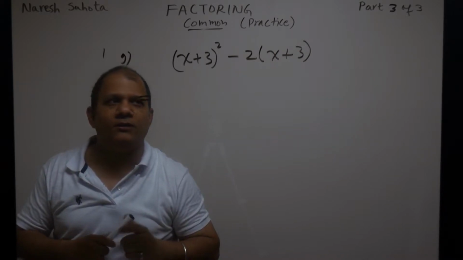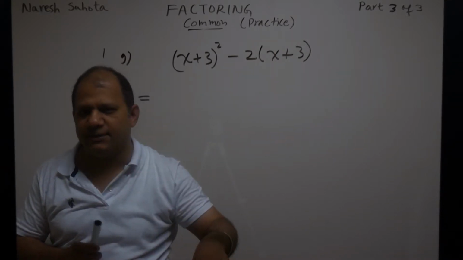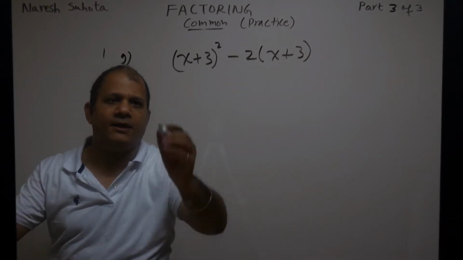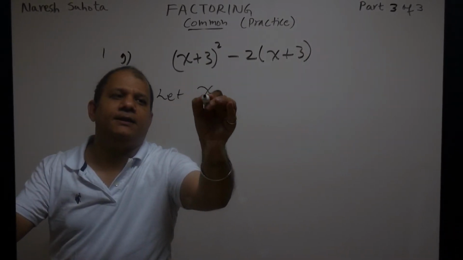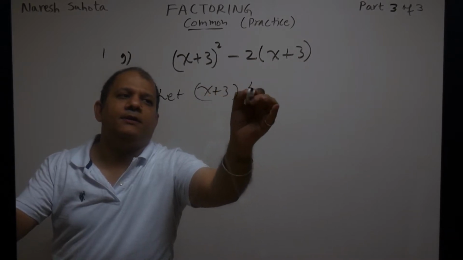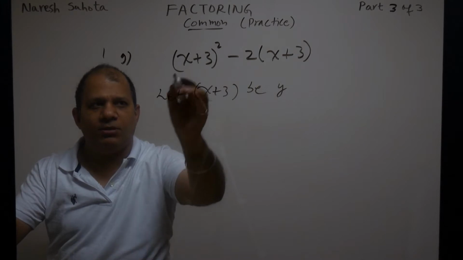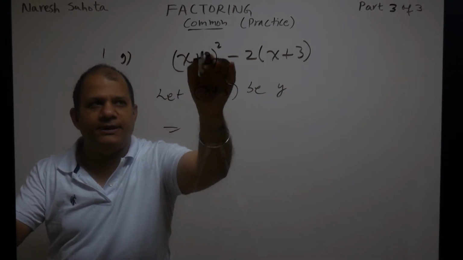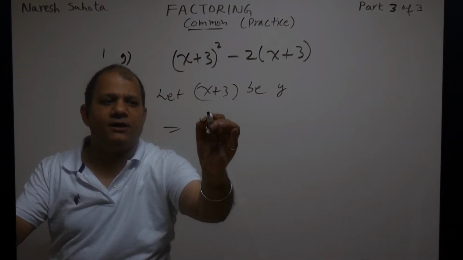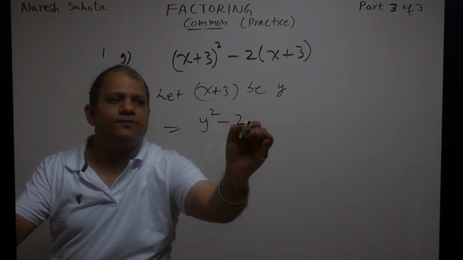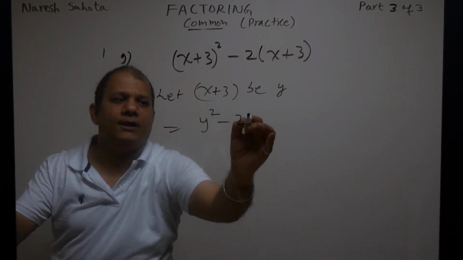Now maybe it's worthwhile doing this by substitution. So what I'm going to do is say, let x plus 3 be y. Then I will replace it. So x plus 3 is now my y. So this becomes y, the exponent is 2, minus 2, and then this whole bracket is y.